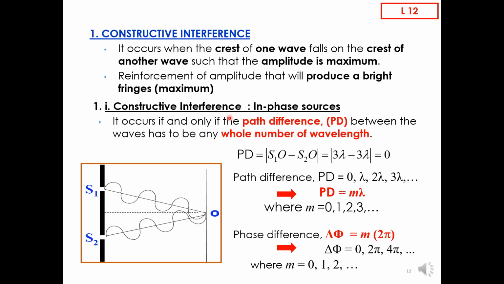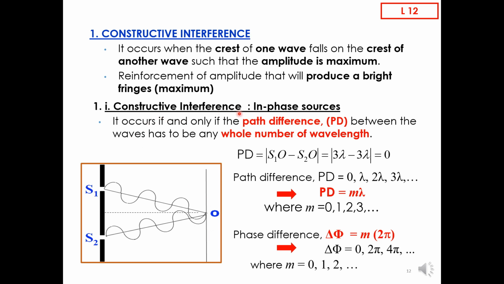Okay, under constructive interference, we have in-phase source. Okay, look at this slide. Look at this diagram. Source 1 and source 2. Okay, you focus on the beginning. So this is the in-phase source. Okay, the shape is the same. That's why we call it in-phase source. What happened to the end? Okay, also the same in shape. Okay, so at the end, at point O, appears the bright fringe. Okay, so the reinforcement of amplitude. Okay, the amplitude is maximum.